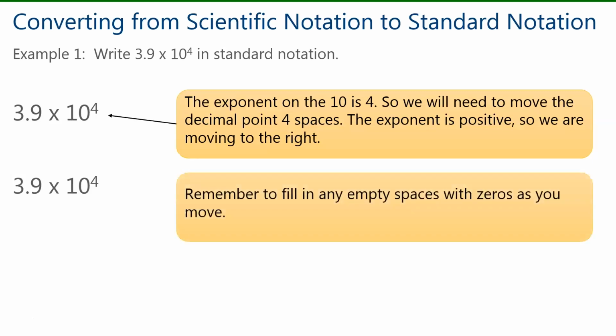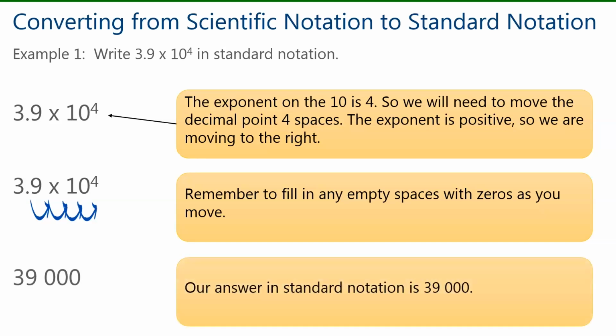Remember that we need to fill in any empty spaces with zeros as we move. So we're moving 1, 2, 3, 4 spaces to the right as indicated by our exponent, 4 spaces, and then we need to add some zeros here. We have 3 empty spaces. We will need to add 3 zeros. Our answer in standard notation is 39,000.